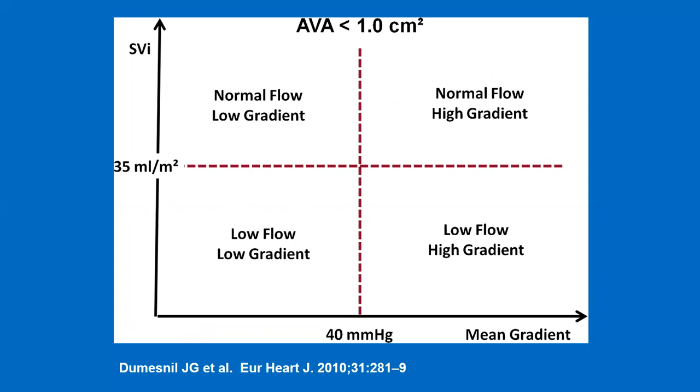The third category are patients who have also normal flow but low gradient, and they manifest mostly like patients with moderate aortic stenosis. Actually, we will discuss this in the next lecture. And the fourth group is low flow and high gradient. These patients have been recently recognized to have a worse prognosis than those patients who have normal flow and high gradients. So in the upper quadrants, there are patients with normal flow, low and high gradients. In the lower quadrants are patients with low flow, low gradient, and high gradients.